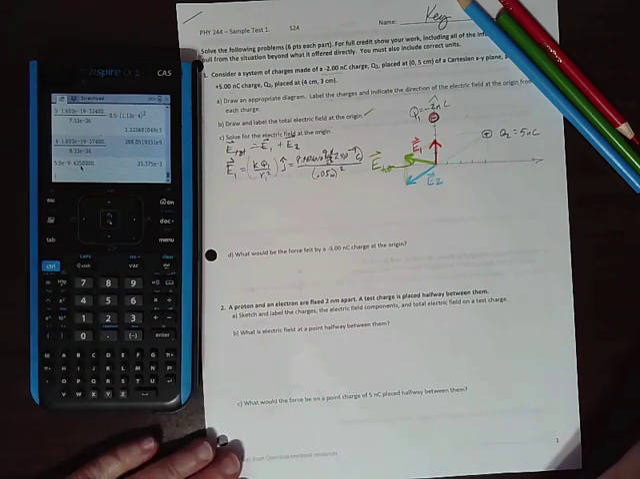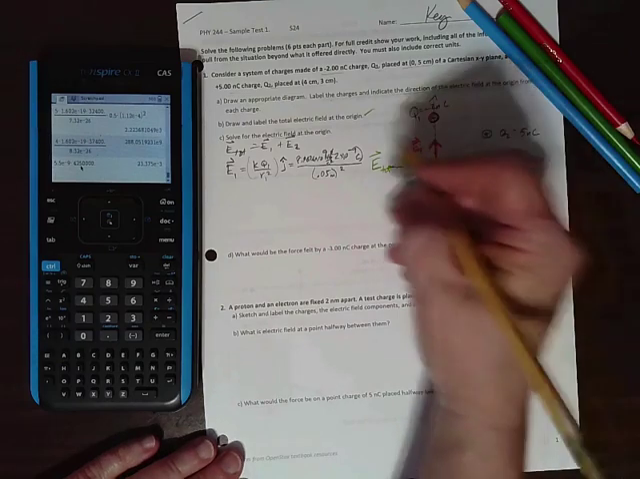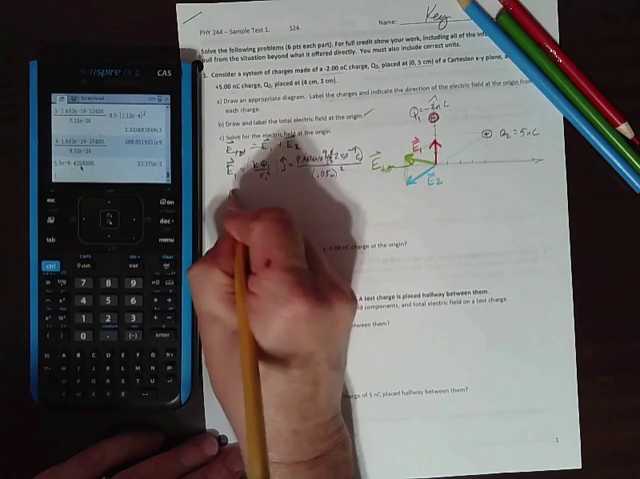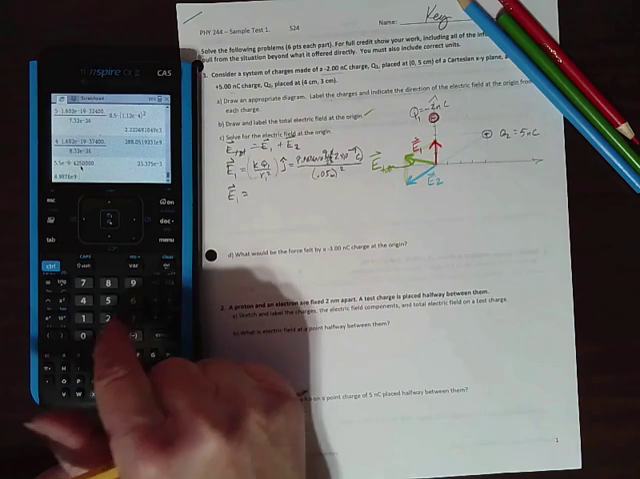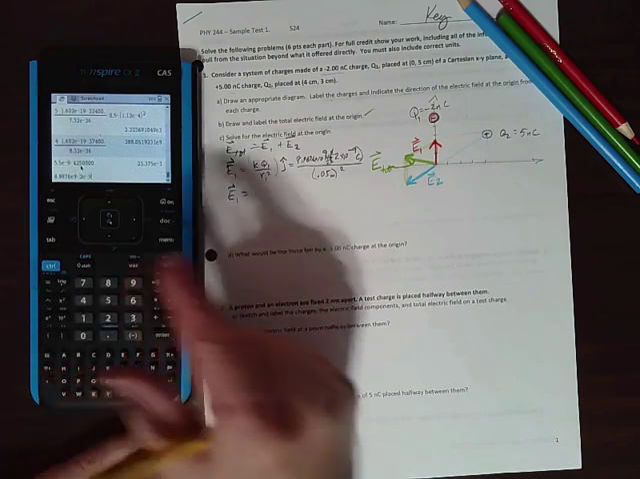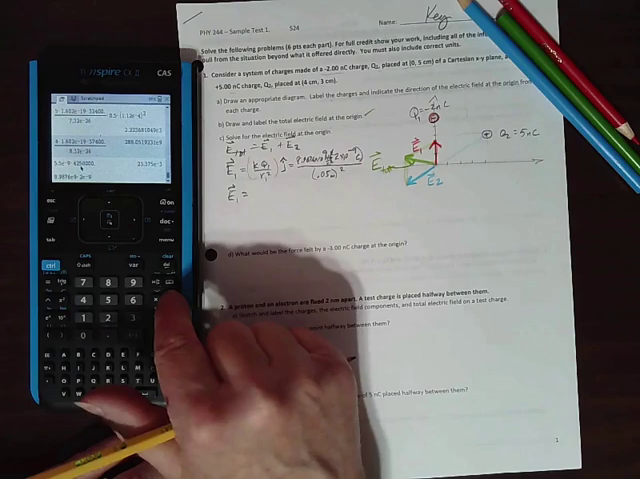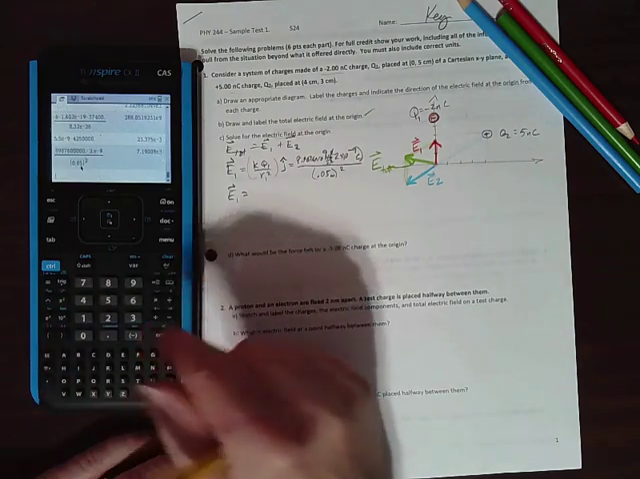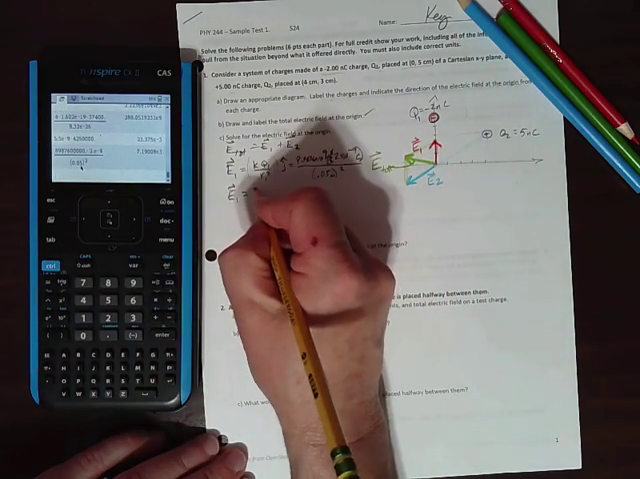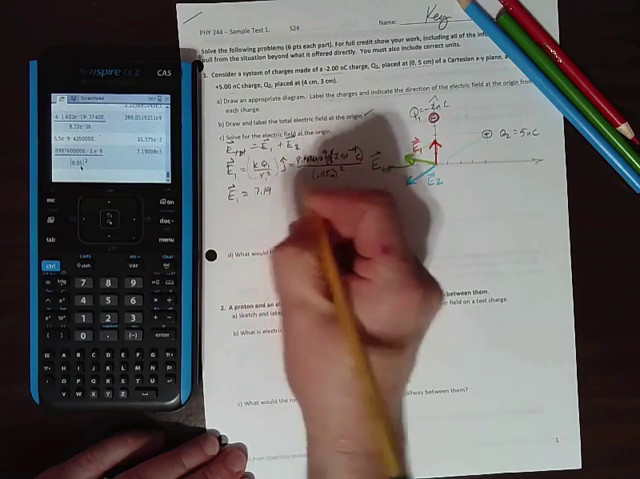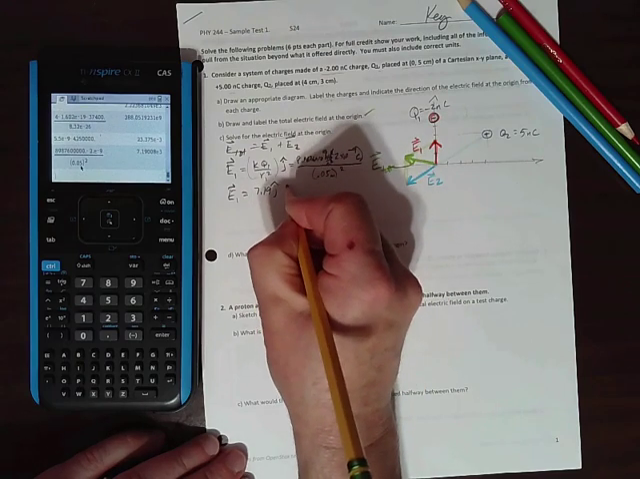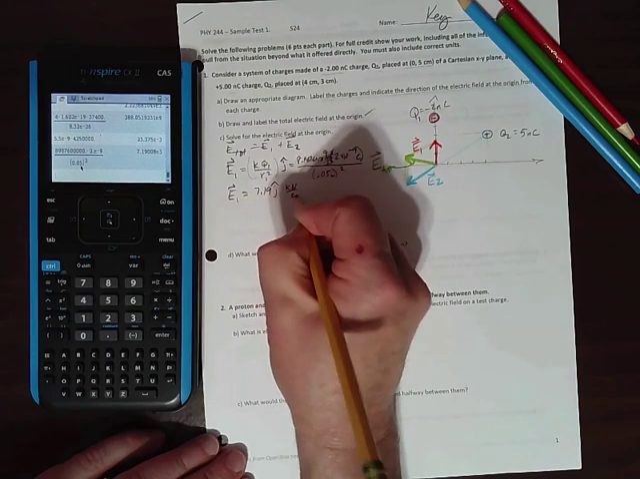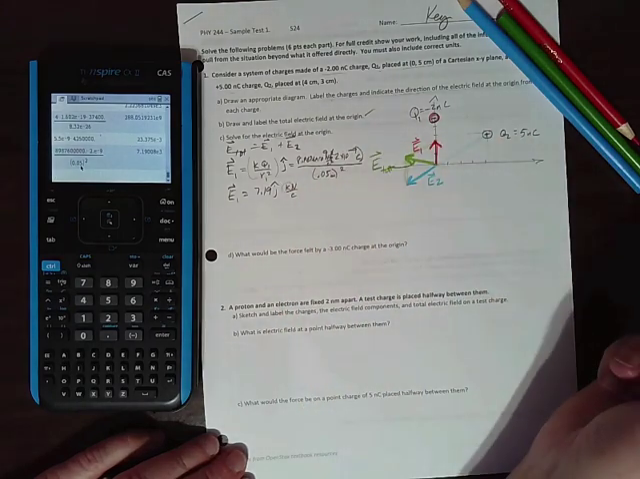Did I do that right? Yep, we're going to end up with Newtons per coulomb, so that's good. So E1 is 8.9876 E9 times 2E-9 divided by 0.05 squared. E1 is 7.19 times 10 to the third, but we'll just put that in the units: j hat, and then it's kilonewtons per coulomb. Right, 10 to the third is kilo. All right, so there's E1.